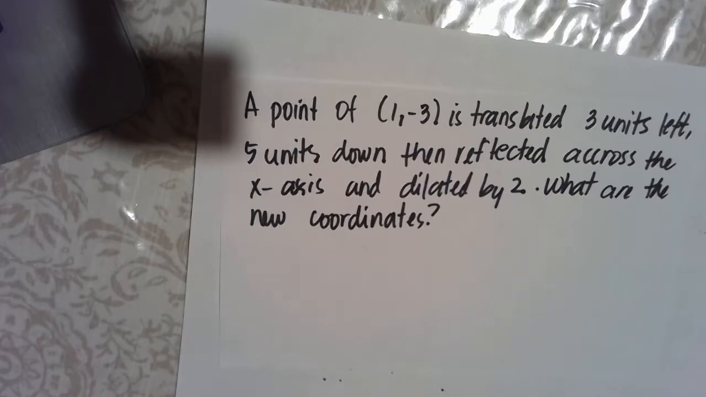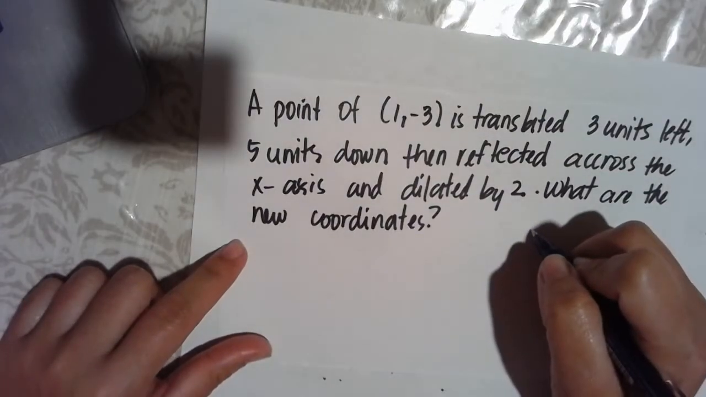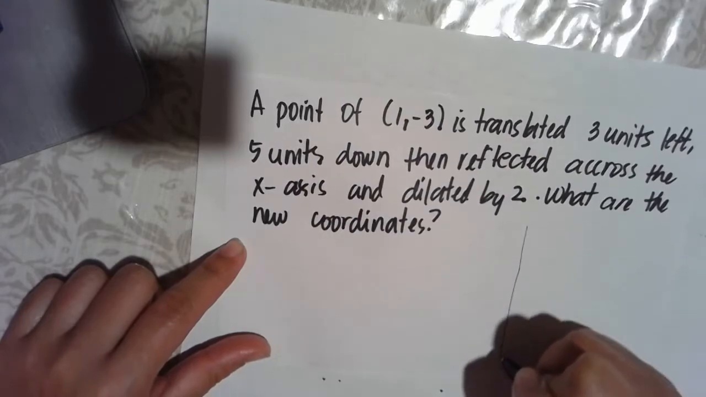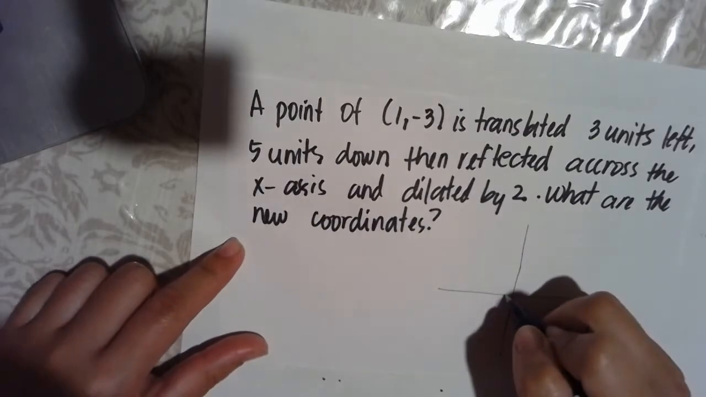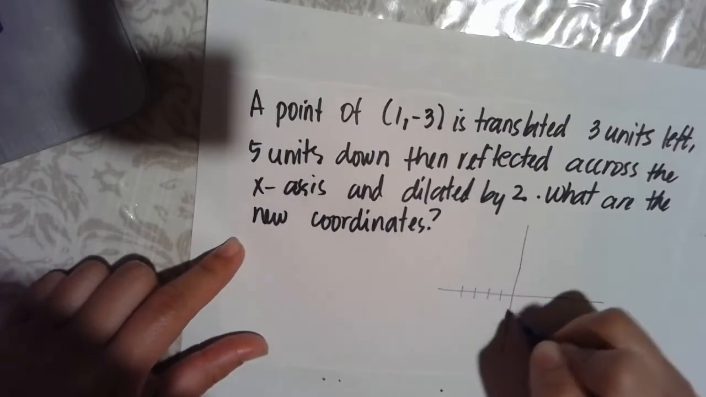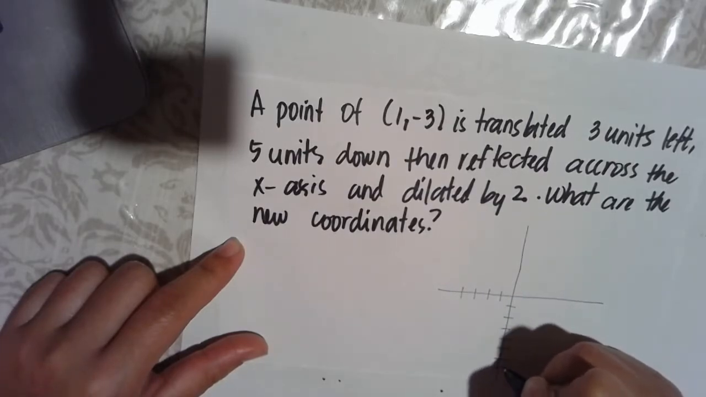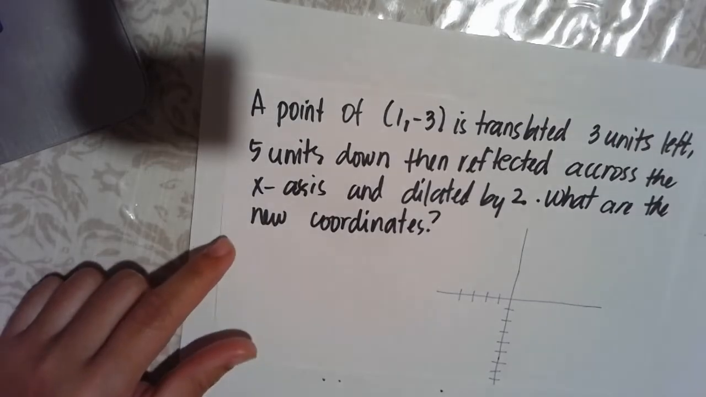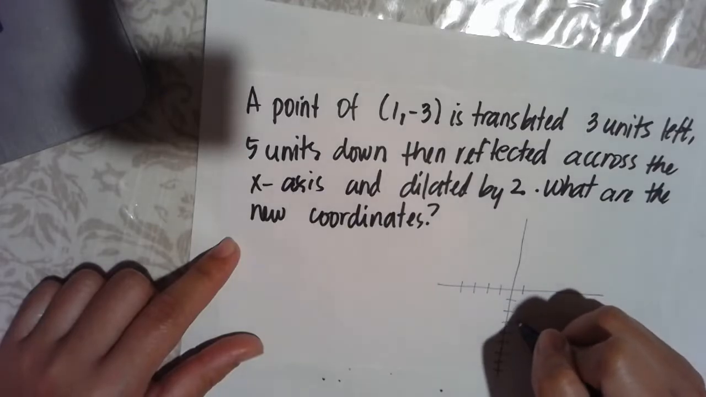Okay, for this word problem, it says a point of 1 comma negative 3 is translated 3 units left and 5 units down, then reflected across the x-axis and dilated by 2. What are the new coordinates? So I'll draw an x and y coordinate, and then 1, 2, 3, 4, 1, 2, 3, 4, 5, 6, 7, 8. We might need more, I don't know. All right, 1, negative 3.